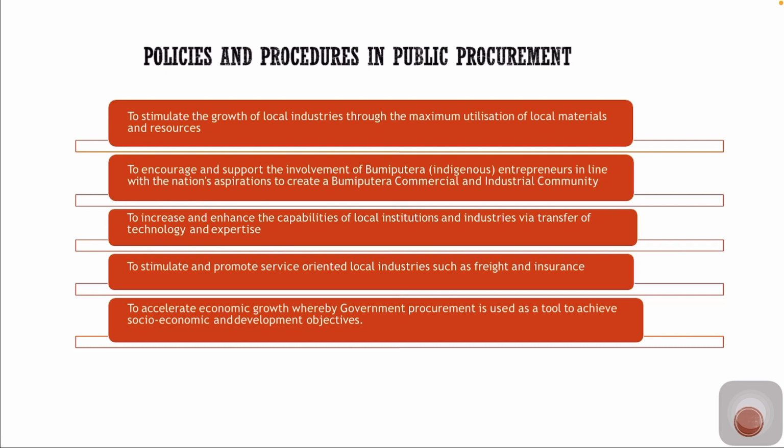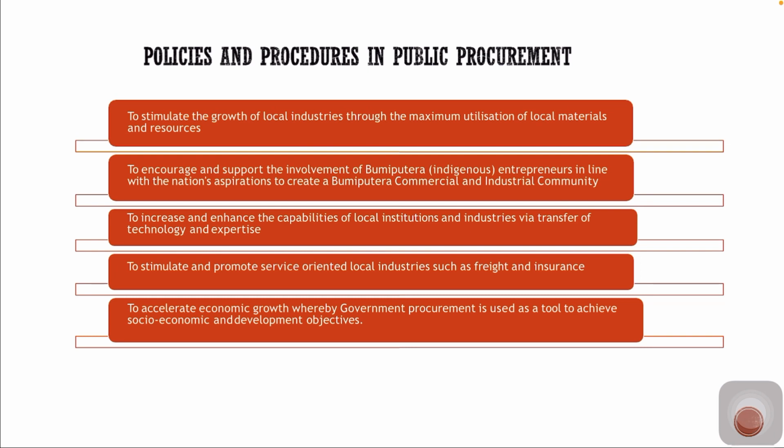So basically bisnes ni kalau you boleh tengok kan macam food and beverages, kita ada produk-produk tempatan yang mengeluarkan bahan-bahan makanan, and then manufacturing pun kita ada juga banyak syarikat-syarikat Bumi Putra yang providekan manufacturing services. Number 3, to increase and enhance the capabilities of local institutions and industry via transfer of technology and expertise. Ini pun sama juga macam public procurement punya objektif, number 3 and 4.